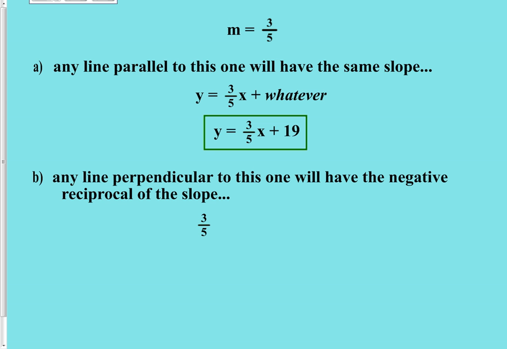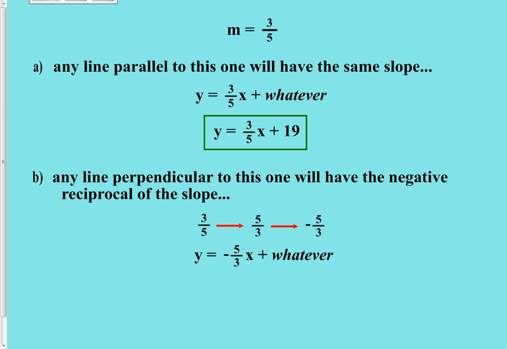So we're going to start off with our slope fraction, which is 3/5. We're going to turn it upside down, which would make it 5/3. And then we are going to change its sign, so it will go from positive to negative. So any line that wants to be perpendicular to this one must have a slope value of negative 5/3. So when we plug that into an equation, y equals, our new slope is negative 5/3 times x.